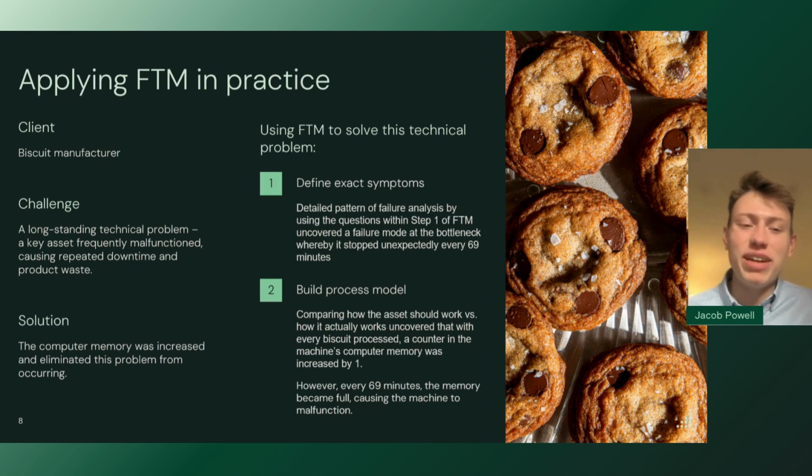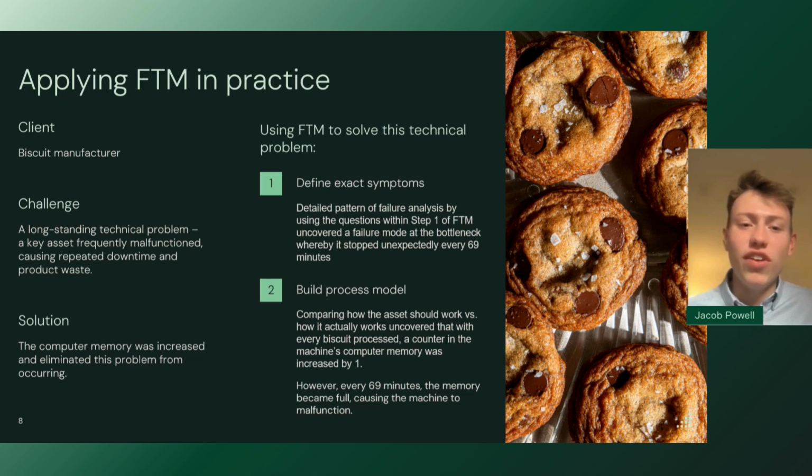So the challenge that this manufacturer had is that they had a long-standing technical problem. A key asset that they had on the production line frequently malfunctioned, and this caused repeated downtime. And you can imagine all of those biscuits going to waste, and that was definitely a bad thing to see when the Chartwell team entered the production line. Now, we used fault tree modeling to solve this technical problem. And because we did questions 1 and 2 in sufficient detail, we didn't even need to use the later questions.